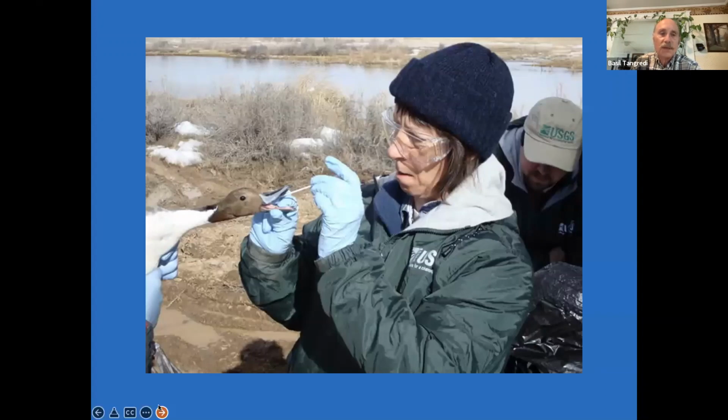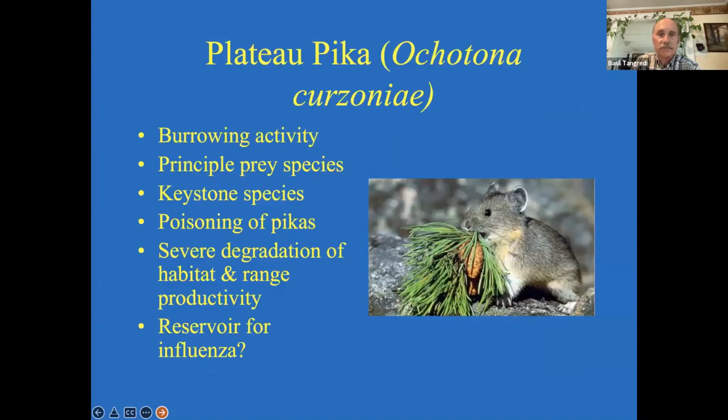So Alaska is what they call the incursion point for the avian viruses into North America. Now here's a little interesting side note. The plateau pika. This species is a keystone species. It's kind of like our prairie dog out west, where it's a very, very important link in the ecosystem. And they have actually isolated some avian influenza viruses from these pikas up on the Tibetan plateau.